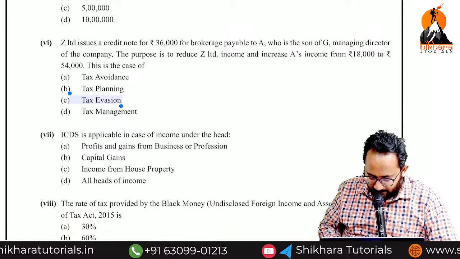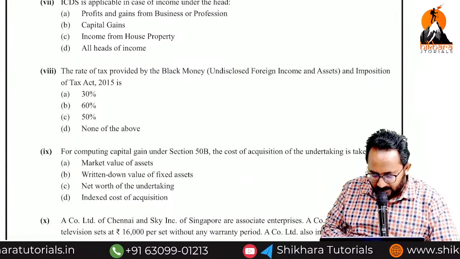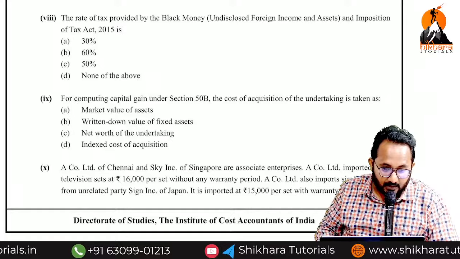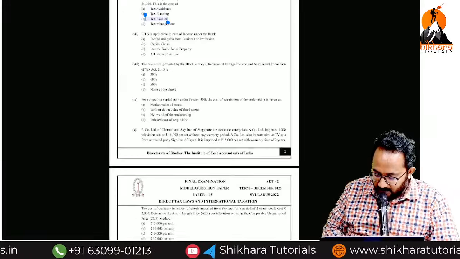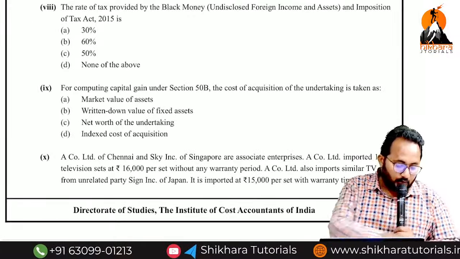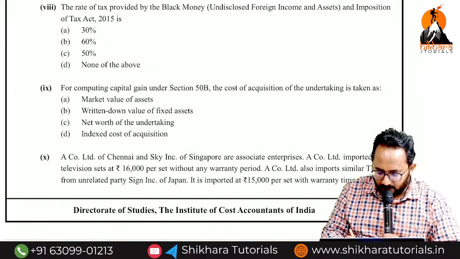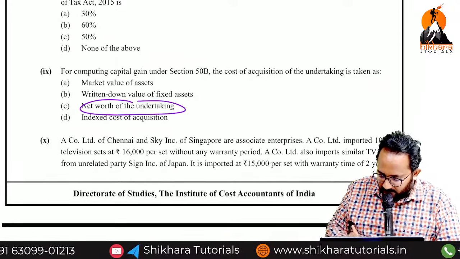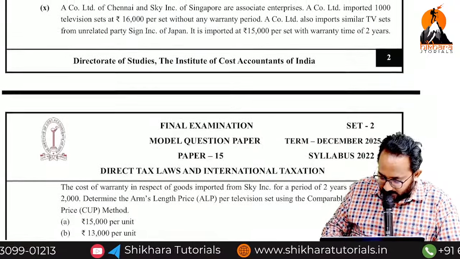So ICDS is applicable for PCBP. Next, block money rate 30%. Now section 50B, in case of slum sale, what is the cost of acquisition we have to take? We have to take the net worth of the undertaking. Instead of the cost of acquisition, we have to take the net worth of the undertaking.